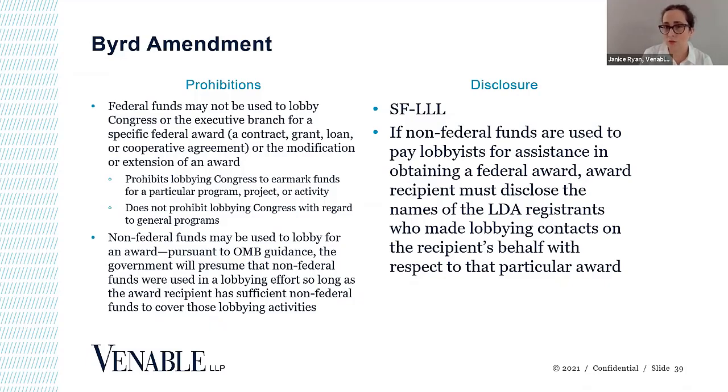You have to file what's called an SF-LLL. This is a form to disclose any activities to lobby for a specific federal award. If non-federal funds are used to pay lobbyists for help in obtaining a federal award, you will have to disclose the name of the lobbyists that made contacts on your behalf with respect to that award.